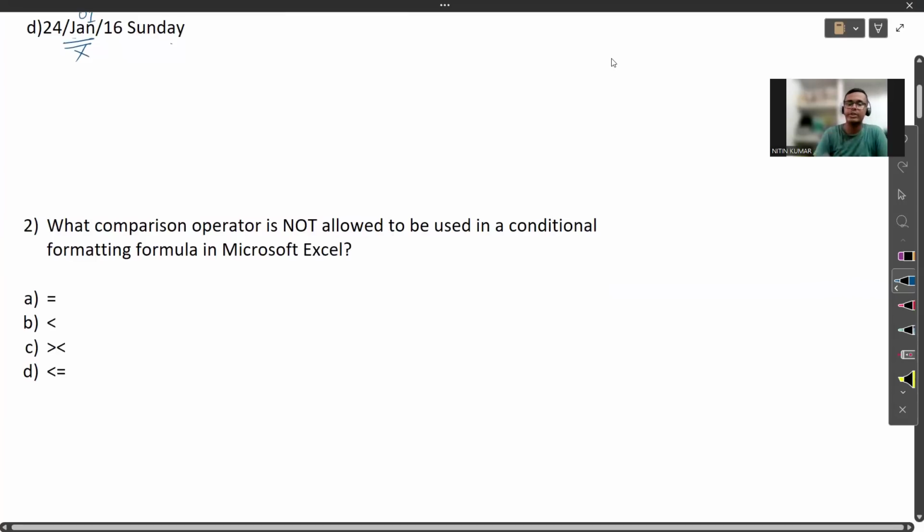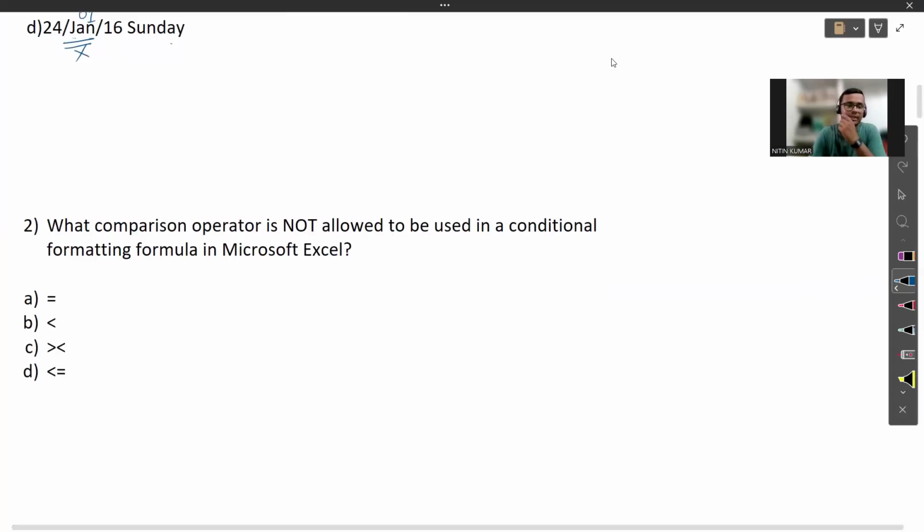The current question that we have here, the second question, says: what comparison operator is not allowed to be used in the conditional formatting formula in MS Excel? So we know the conditional formatting formula in MS Excel is nothing but just to compare values. Sometimes we have to compare some values in MS Excel because in MS Excel there are multiple formulas which will help us do the mathematical formulation of multiple sets of data that we have learned already.